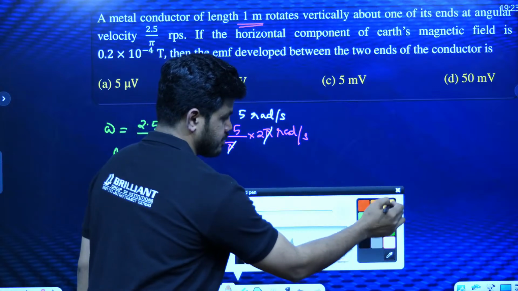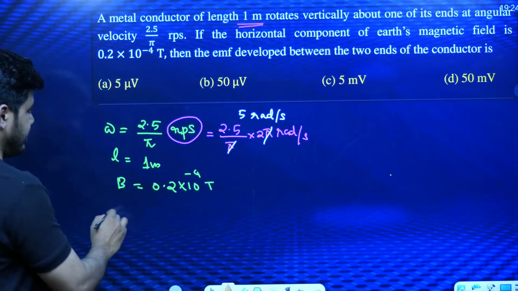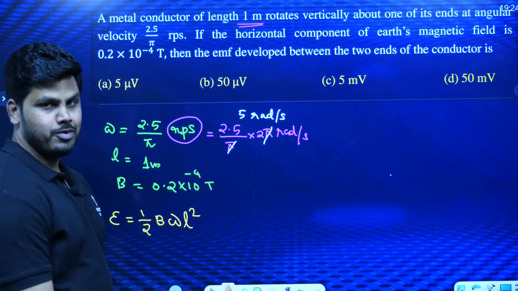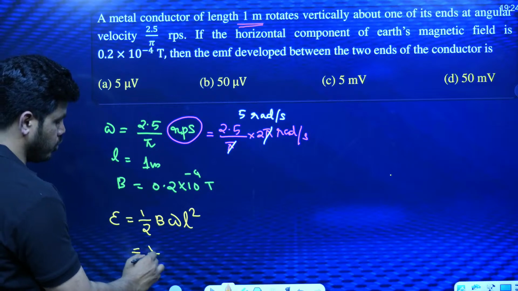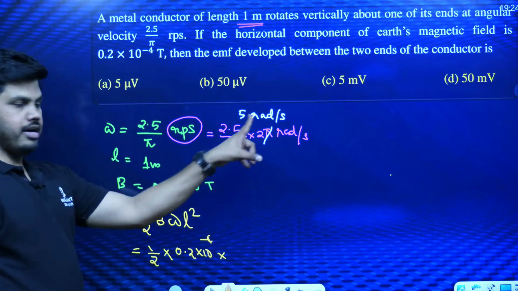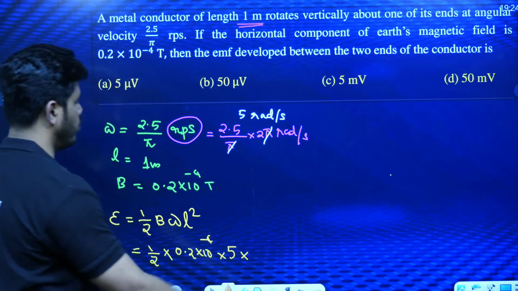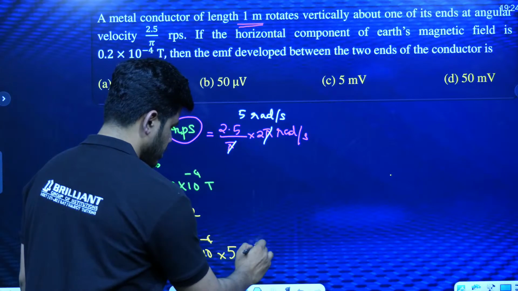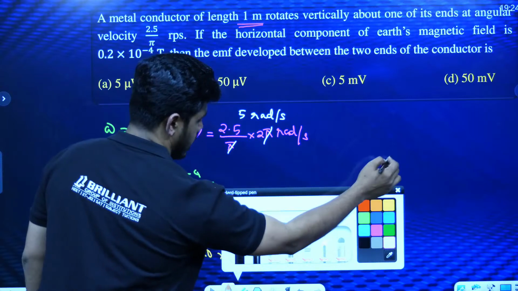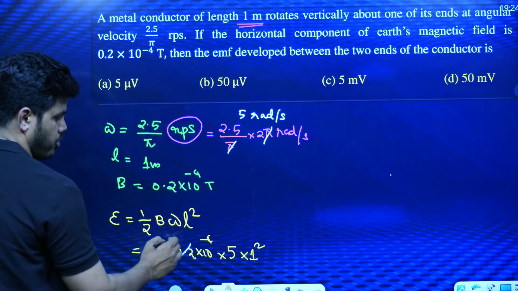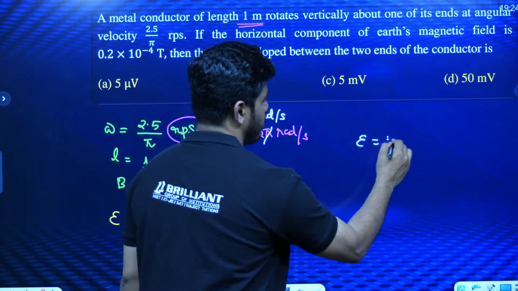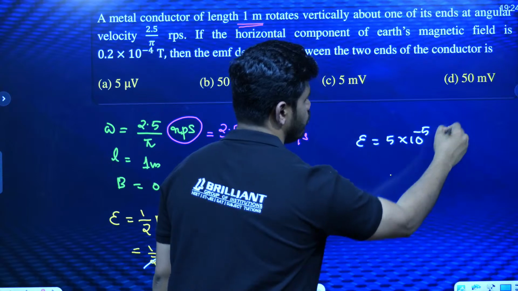So now let us move on. What is the expression for induced EMF in a rotating rod? E is equal to half B omega L square. We have all the values. Half into magnetic field 0.2 into 10 raised to minus 4, into omega, which is now 5, into L square, which doesn't make any difference because it is just 1 square. Then we can cancel 0.2 and 2 as 0.1 here, and we get 5 into 10 raised to minus 5 altogether. EMF induced is going to be 5 into 10 raised to minus 5 volt.